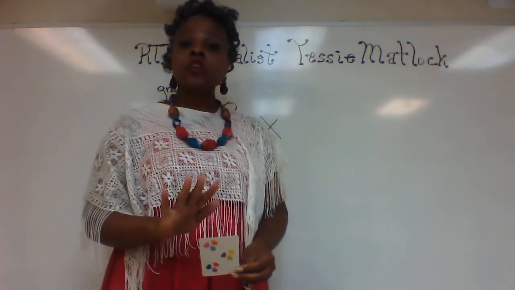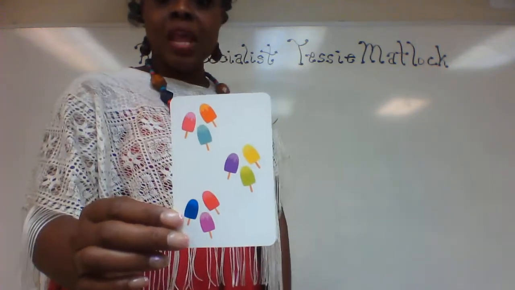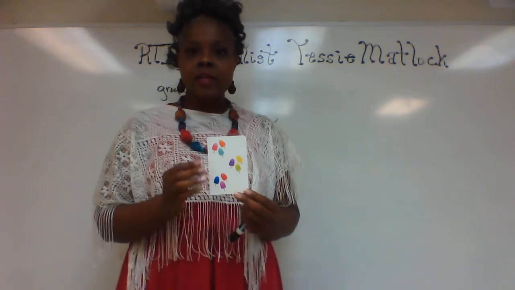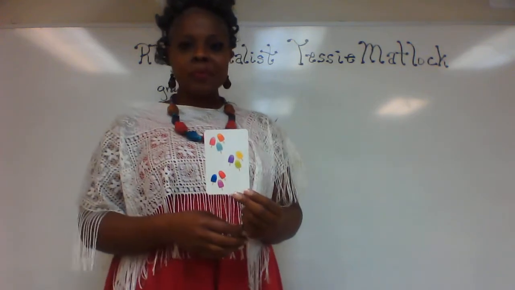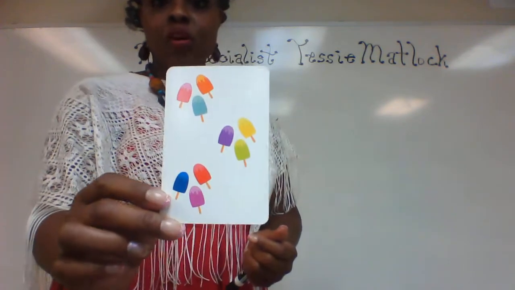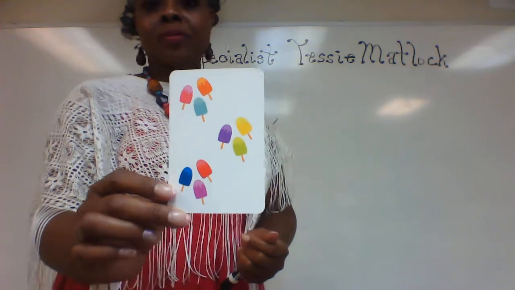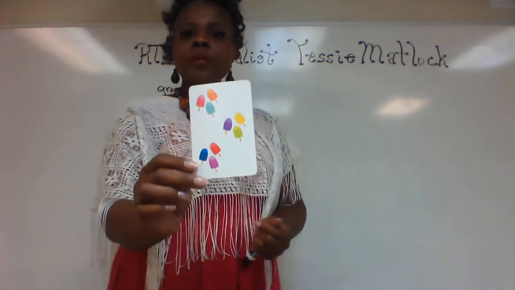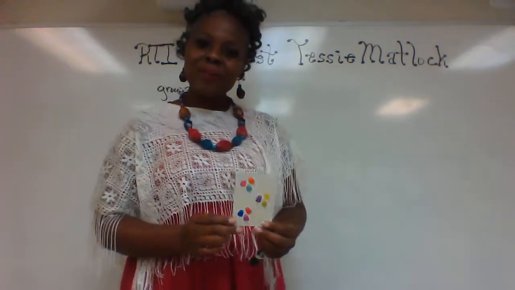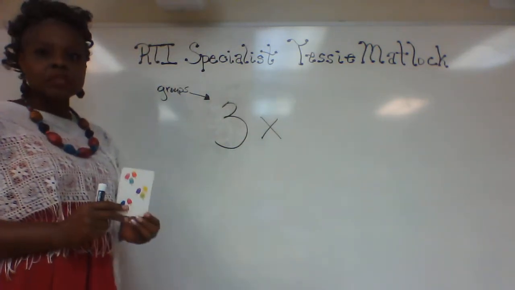We're going to take a look at putting items into groups. We're going to look at writing number sentences that go with each group. So the first group that I have is a group of popsicles. Popsicles, yay, popsicles. So, how many groups of popsicles do you see? Good job. You said that you see three groups of popsicles.